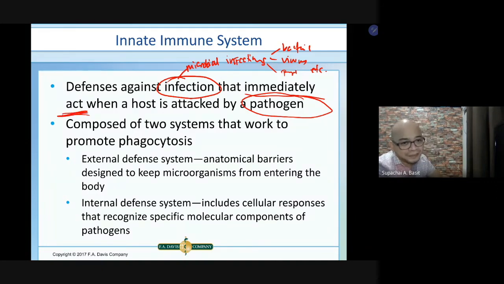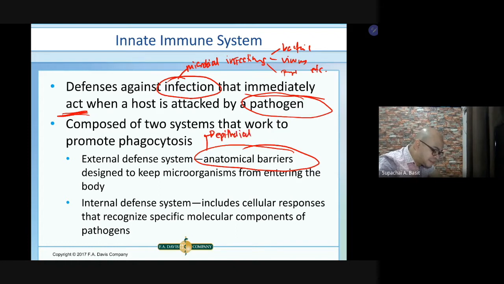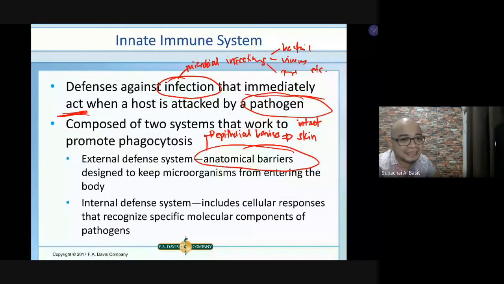And there are two intricate systems that work to promote them. So we have the external defense system, and the other one is the internal defense system. The external defense system mostly refers to the anatomical barriers. And these anatomical barriers are sometimes also known as the epithelial barriers because this actually pertains to our skin, right? Particularly an intact skin. Because an intact skin is designed to keep microorganisms from entering the body.